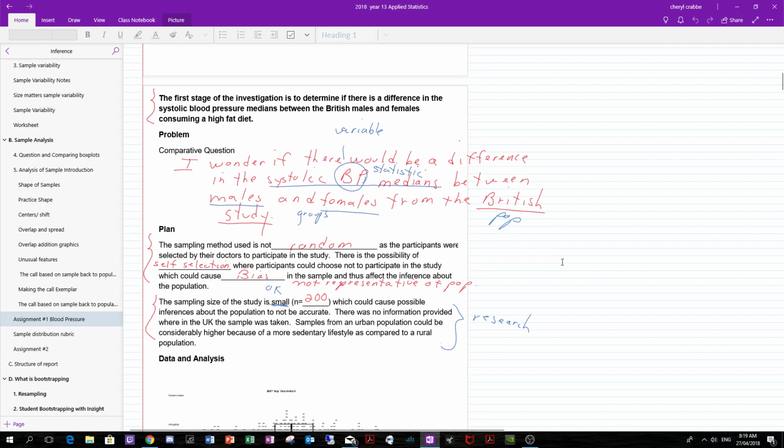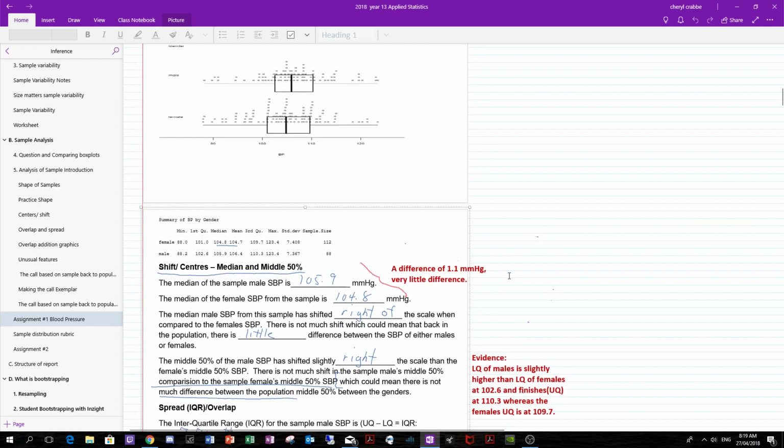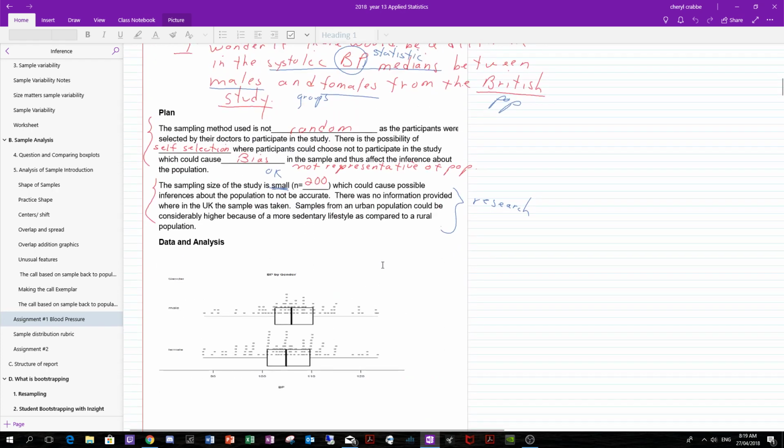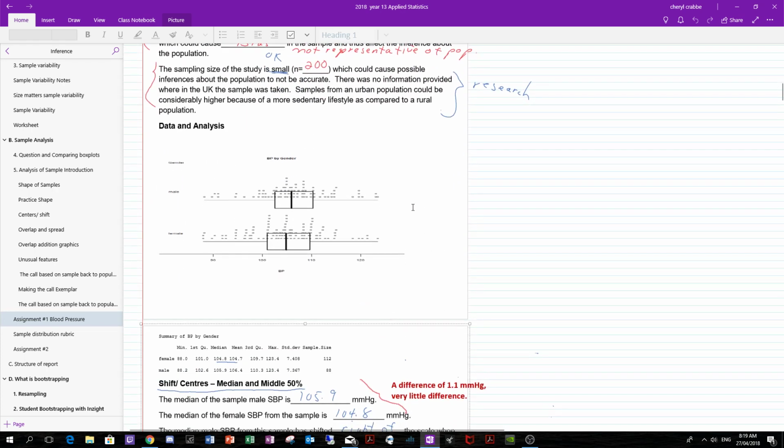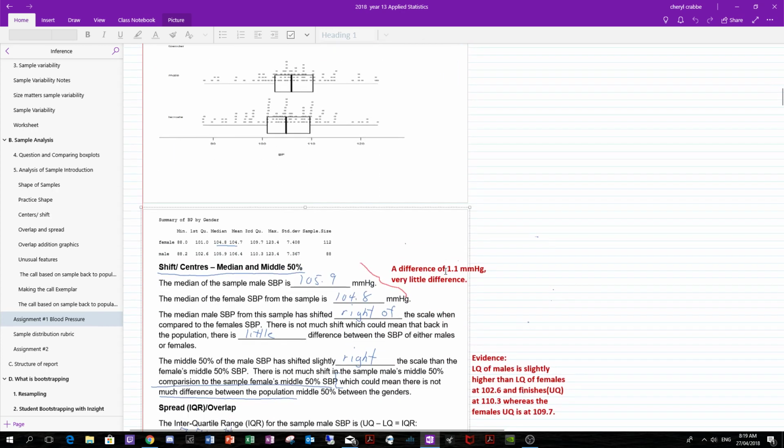The sampling method used is not random because these people were self-selected and so on, and we talk about that. But really what I want to get down to is how we do the analysis around the sample. Again, keep in mind that this is a sample that is going to help us make inferences back to what's going on in the population, and the population is the people in the British study. What is it showing us? Is there a difference between the male and female blood pressures, their median blood pressures?